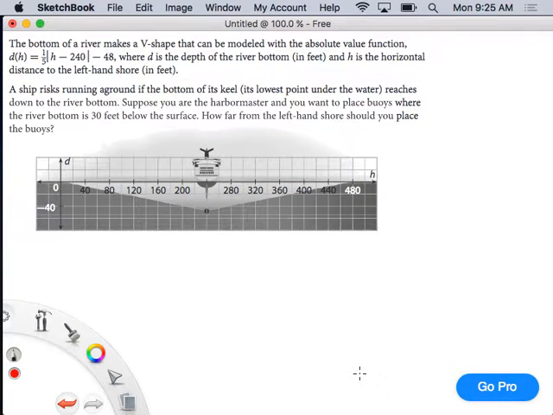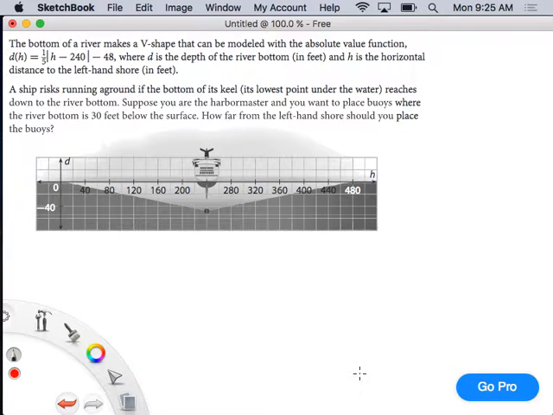So this is question number 17. It's a word problem. The bottom of a river makes a V shape that can be modeled with an absolute value function. Here's the function given here, where D is the depth of the river bottom, remember that. D is depth of the river bottom, and H is the horizontal distance to the left-hand shore.